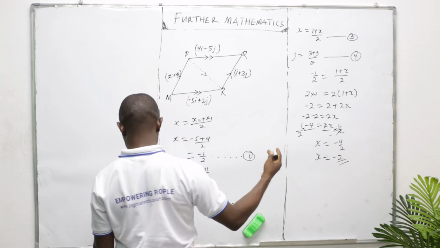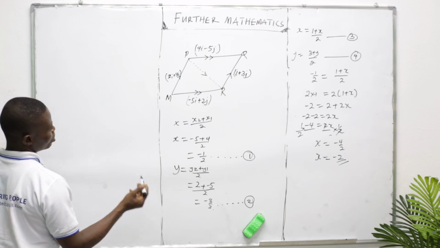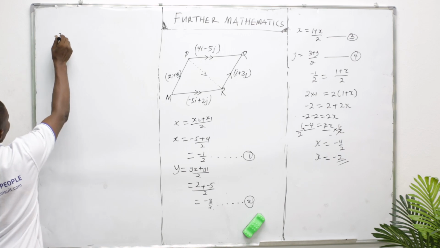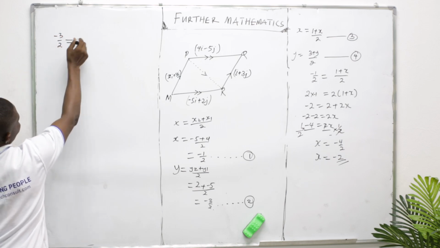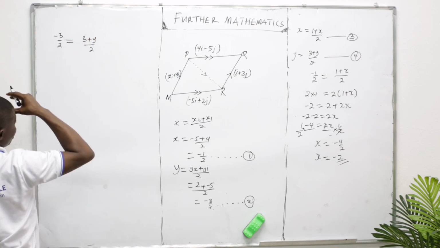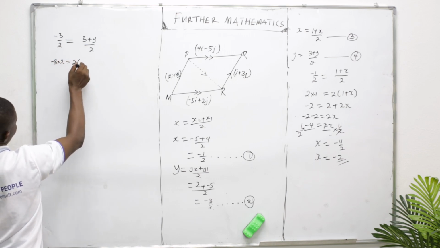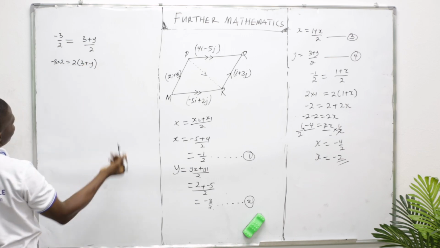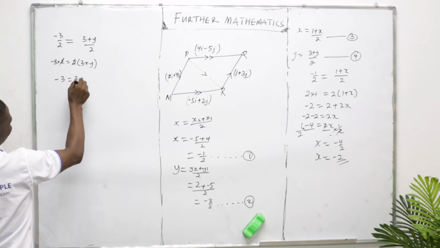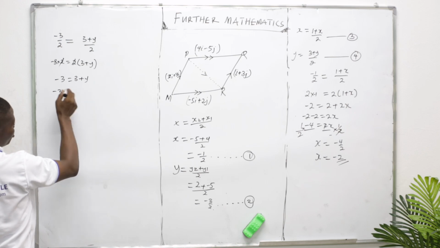Now, dealing with the coordinate of y, we want to consider y. Equation 2 is equal to equation 4, meaning that minus 3 all over 2 equals 3 plus y all over 2. When I cross multiply, I'll have that minus 3 times 2 equals 2 bracket 3 plus y. Why stressing ourselves? No need, just say minus 3 equals 3 plus y. So that minus 3, subtract 3 from both sides.